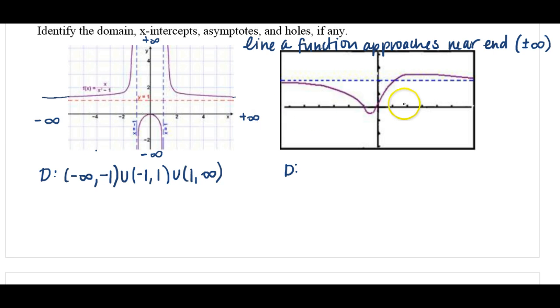If I plug in any x value, I will get out a corresponding y value. So the domain here is all real numbers, which we express as -infinity to infinity, always with open parentheses around infinities.